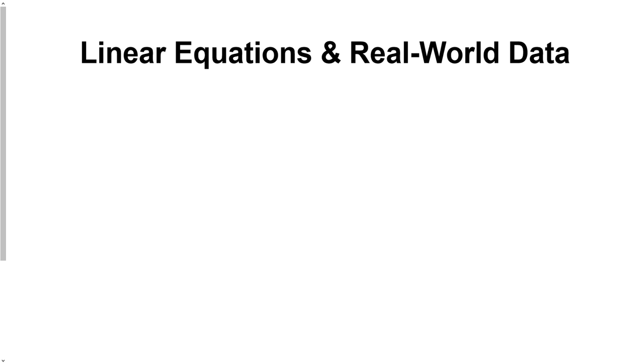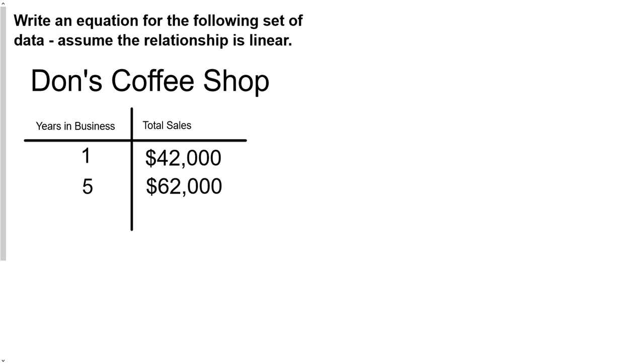Really, this lesson's not going to have anything new. It's just talking about linear equations, which you know already, and taking a look at real-world data. For example, if we looked at Don's coffee shop here, suddenly we see that we have two columns of data. Years in business is the first one, and total sales, how much money this coffee shop is making.